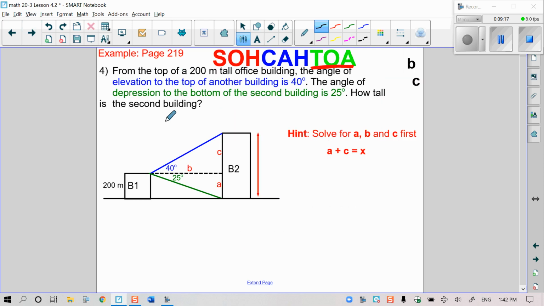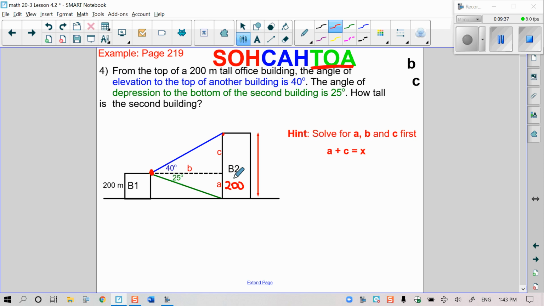Okay, on page 219, number 4, I want to look at this question here. From a point on a building, the angle of elevation to the top of another building is 40 degrees. The angle of depression down to the bottom is 25 degrees. And building number 1 is 200 meters tall. So I want to solve for the height of the building.